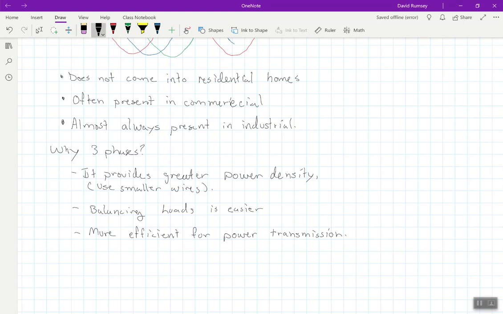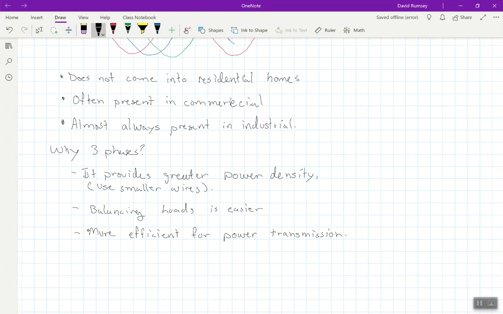And this is kind of tied into the first point here. It provides greater power density, using smaller wires. It's more efficient for power transmission. If we can get greater power density with 3-phase, and we're trying to transmit power across the country, that would be more efficient for transmitting power.